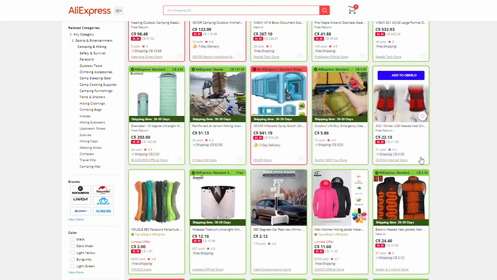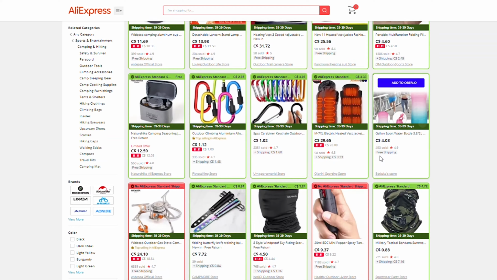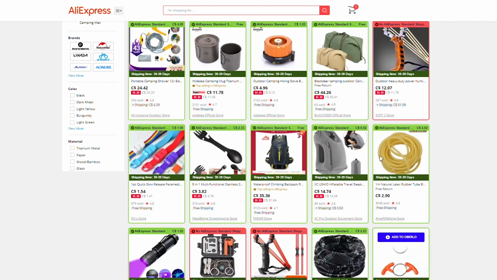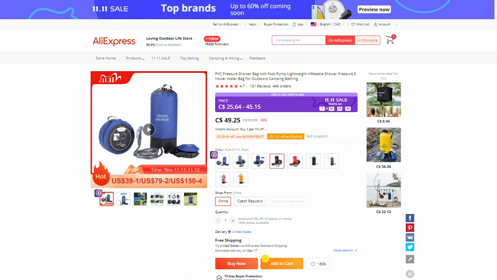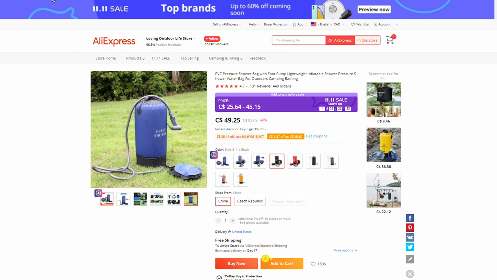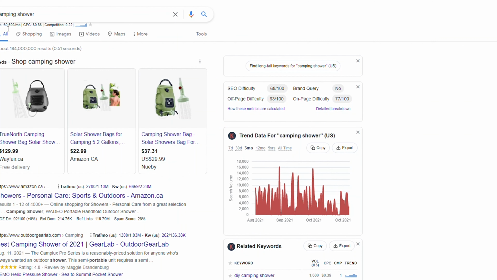And maybe even if you don't like this specific product, it doesn't matter. You can just go and find a better version. For example, let's take a look at this product. It's not a new product, but it looks pretty interesting. I've seen it before. It's a camping shower. I just want to show you that it has 60,000 monthly searches. And the CPC is pretty low and not too much competition, it seems.